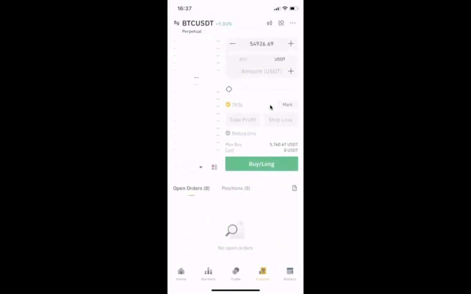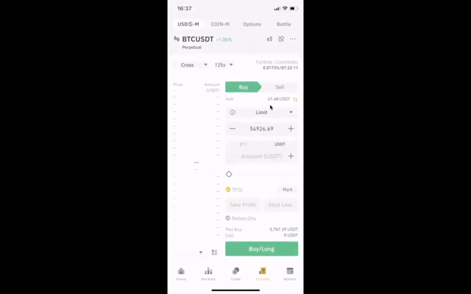Let's check out our next step, to see how you transfer to futures. What are we going to do?